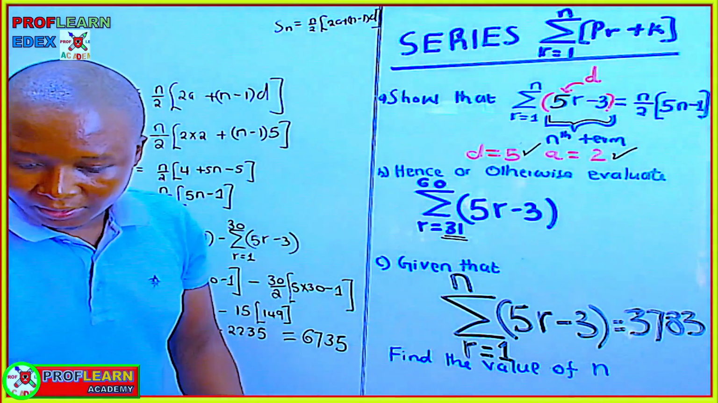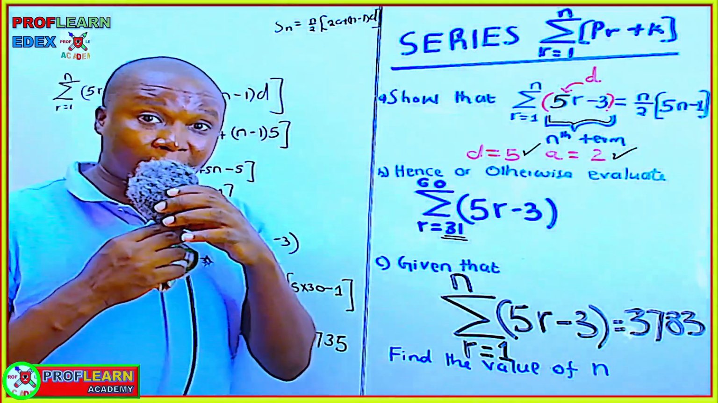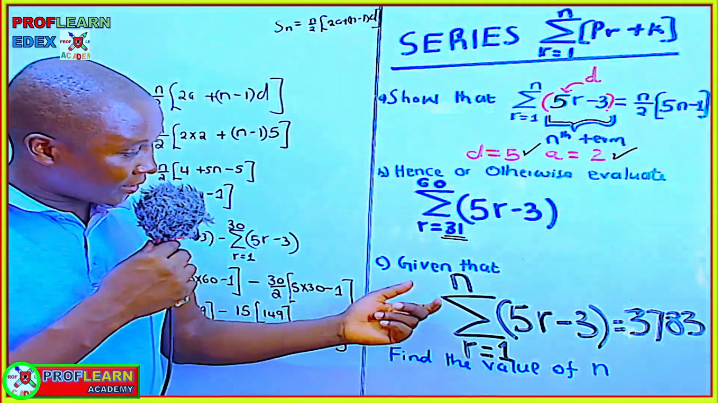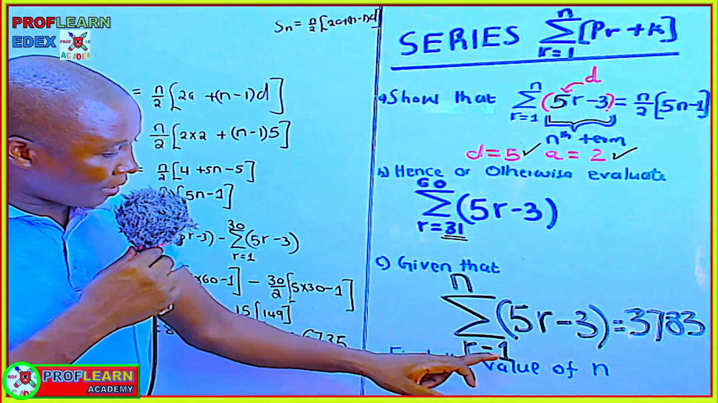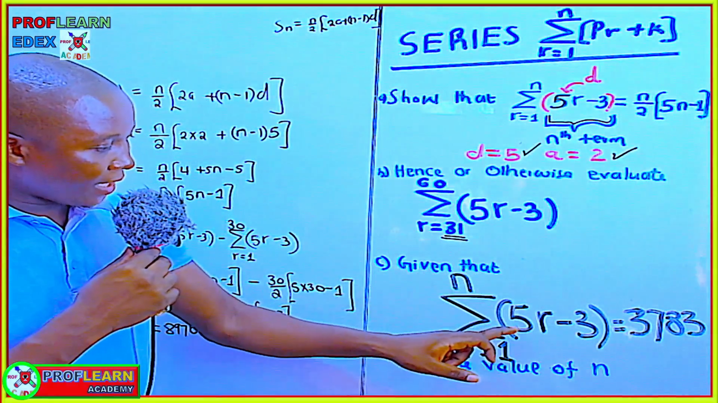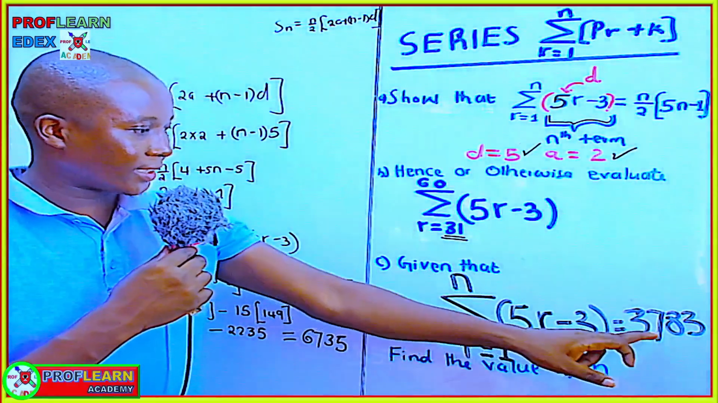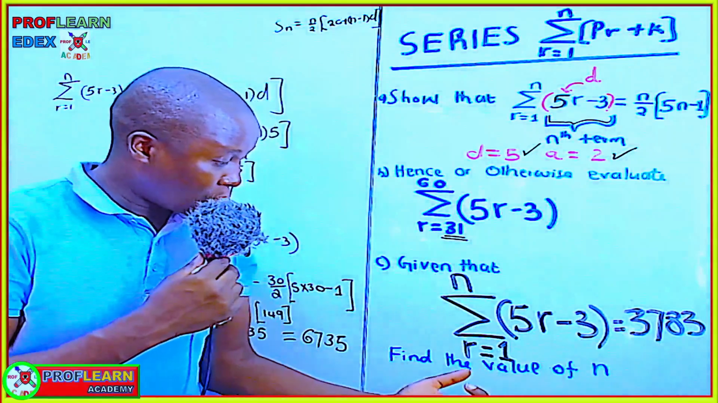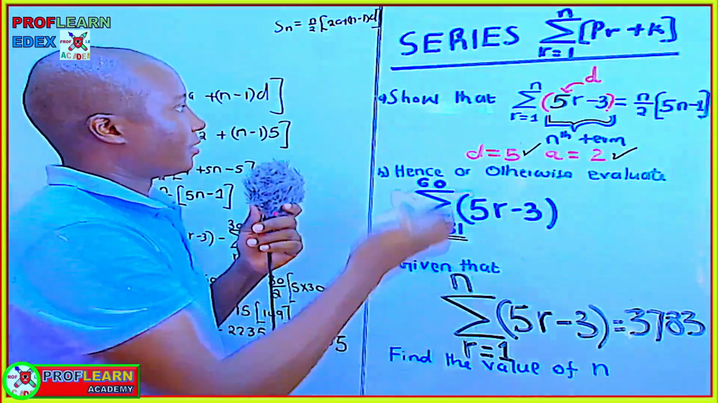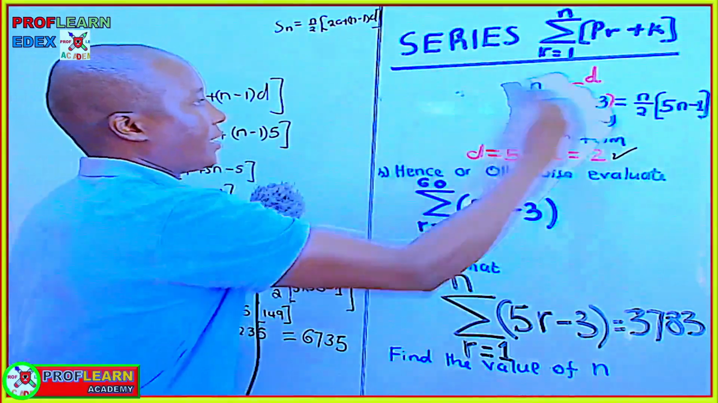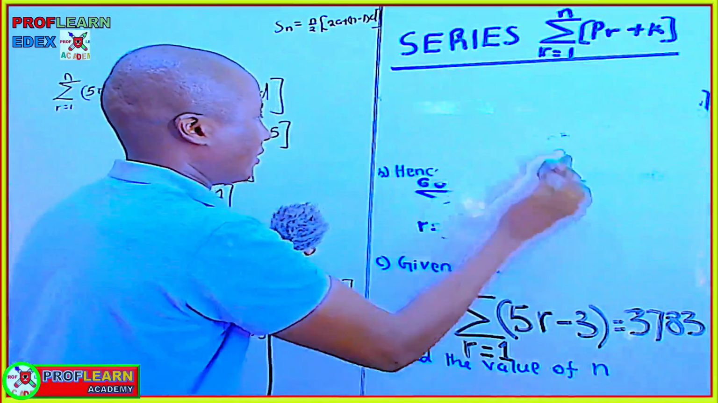The next part that we have here is to evaluate this. Given that the summation from r equals 1 to n of 5r minus 3 is equal to 3783, how can we find the value of n?